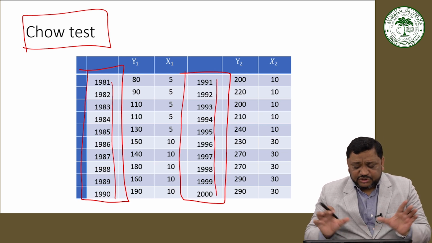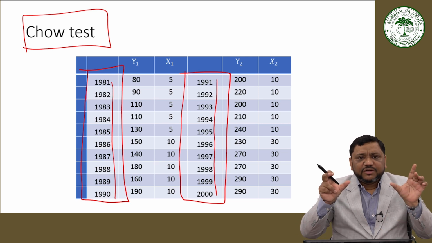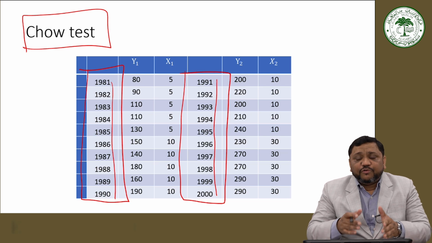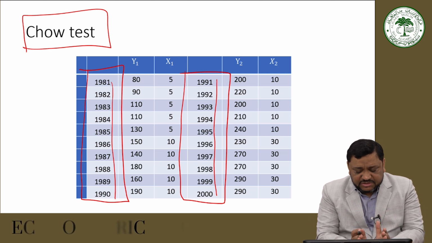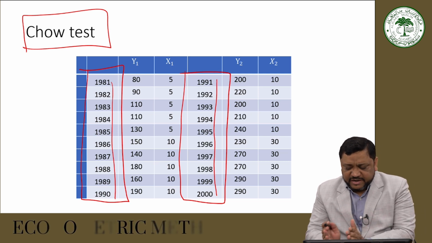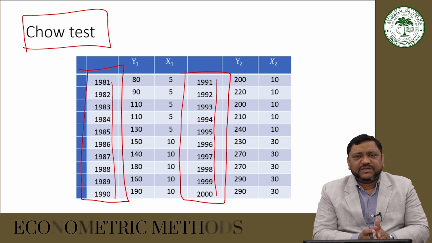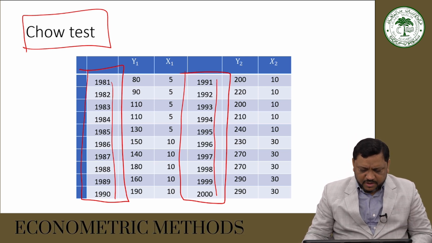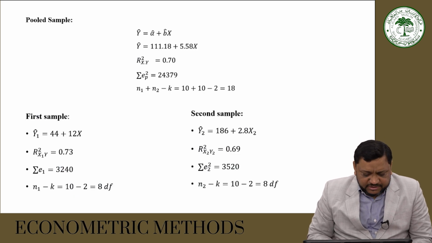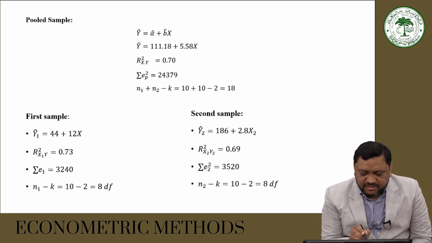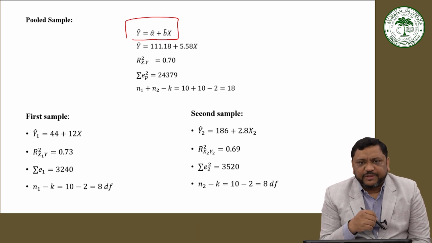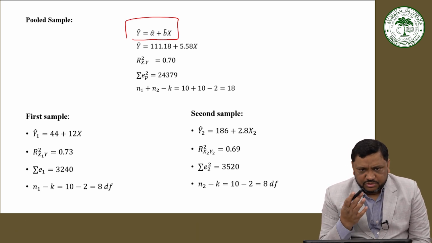Using these two series, we can estimate two different functions. Also, we can combine x1 and x2 and y1 and y2 in one series and estimate another function. Now let us take a case. In the first one, this is the case where we have pooled both of them, both the first time period and the second time period.